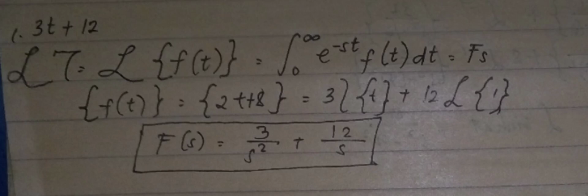For today's video, I would like to explain how to solve differential equations using the Laplace transform. For today's number 1, 3t plus 12, using the Laplace transform, the Laplace of the function f(t) is the integral of e to the negative st times f(t) dt, which equals F(s) in integral form. It resolves as a function of s: 3 over s squared plus 12 over s.